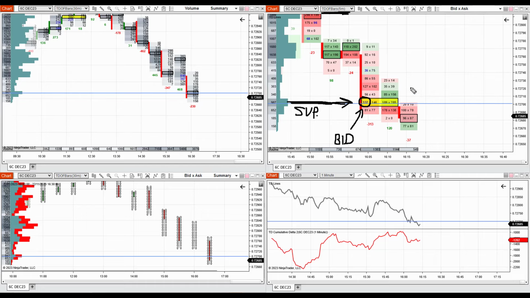Currently I'm in a long, so I'm hoping that the price will reverse and go up. What I would really like to see would be a change in delta. Like in here, there was positive delta, which means aggressive buyers jumping in, but right now delta is again slightly negative, so I would like the delta to turn positive, which would show aggressive buyers jumping in, and I really need those buyers to push the price up. All right, so I need positive delta, I need buyers.